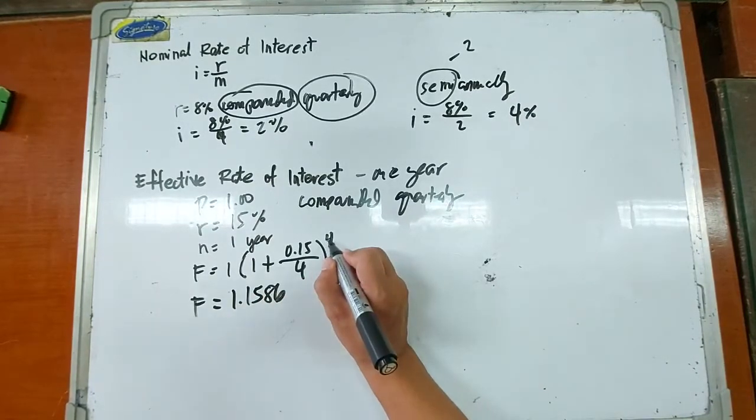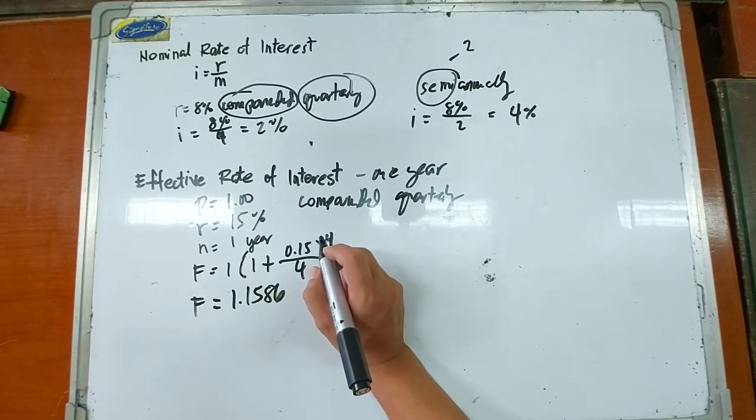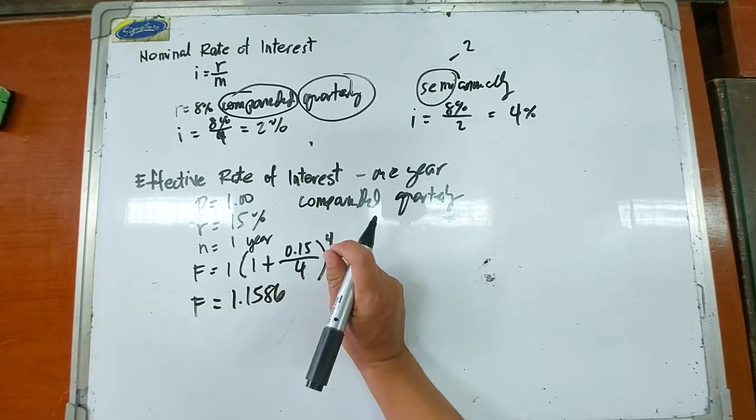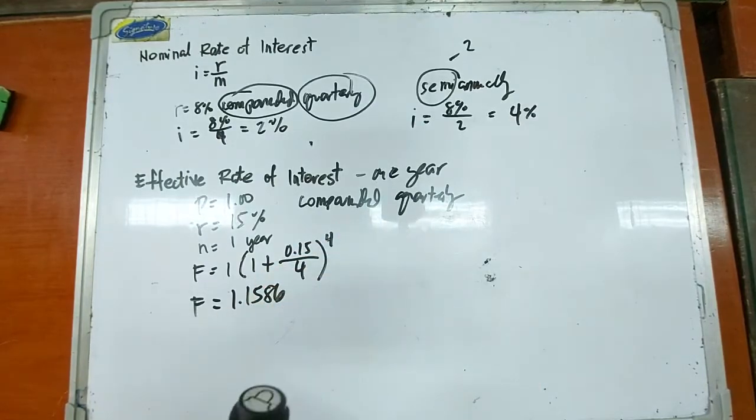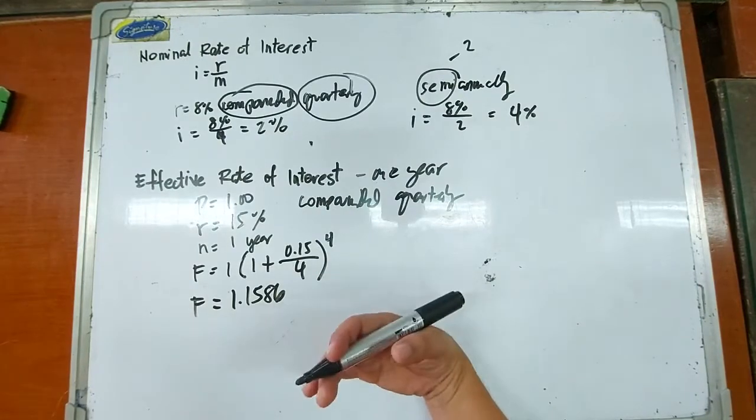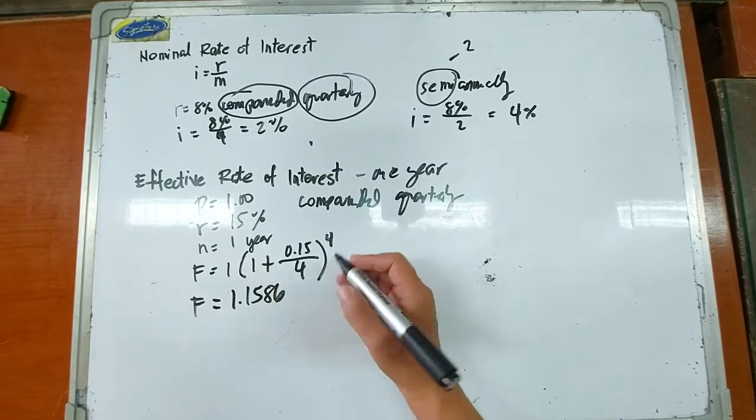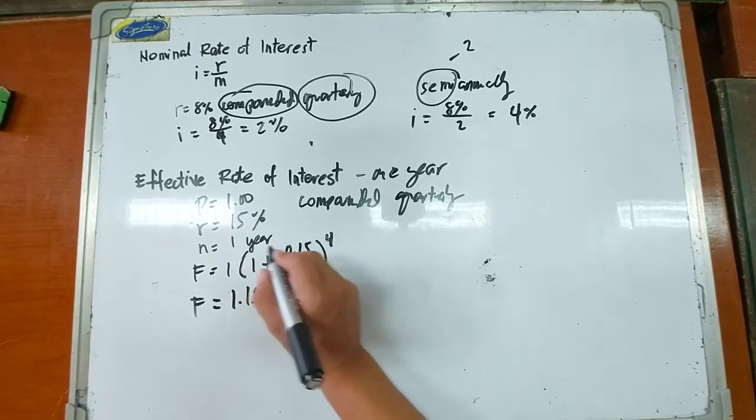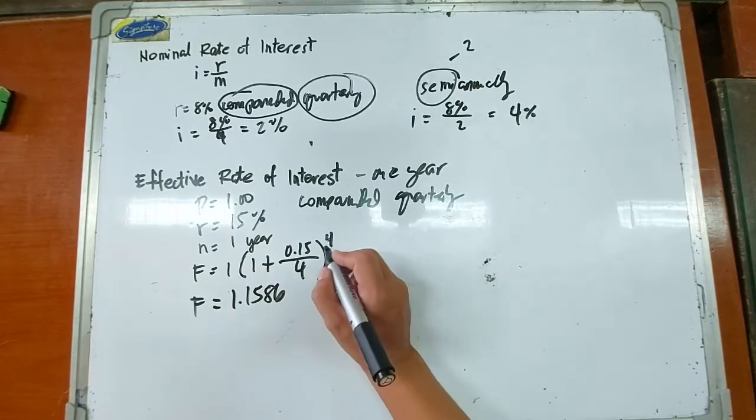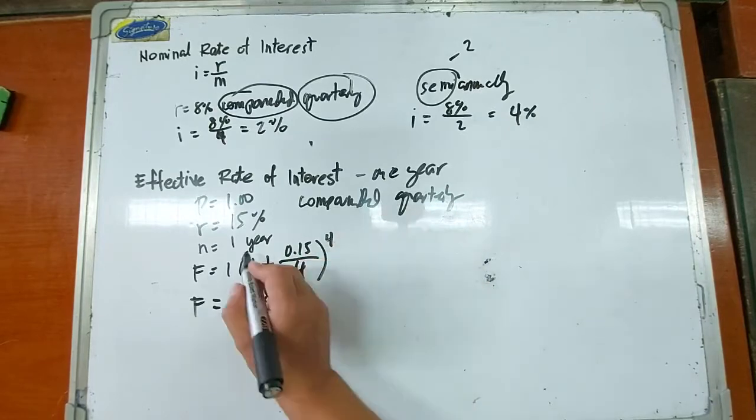Kung 1 year yan, kapag sinabi sa problem na hindi siya compounded annually or hindi siya compounded quarterly or semi-annually, ibig sabihin automatic compounded siya annually. So n mo dito is 1. Kapag compounded annually, that's 1. Kapag compounded quarterly, it should be 4. So depende, since 1 year naman yan.